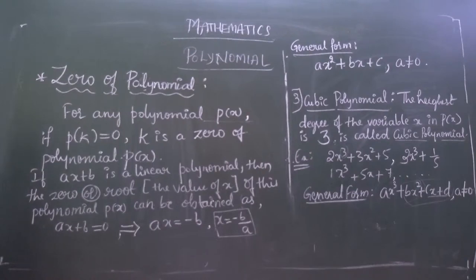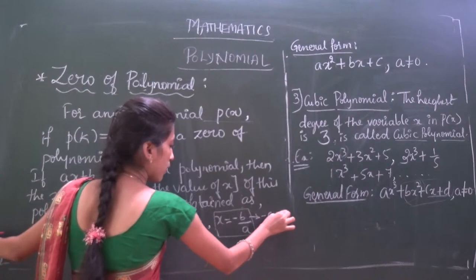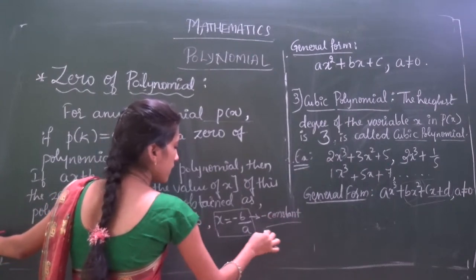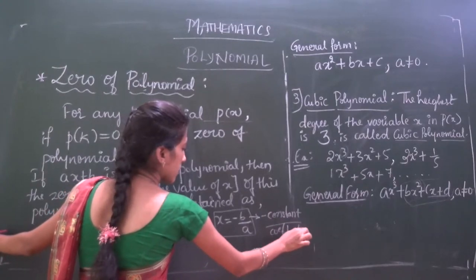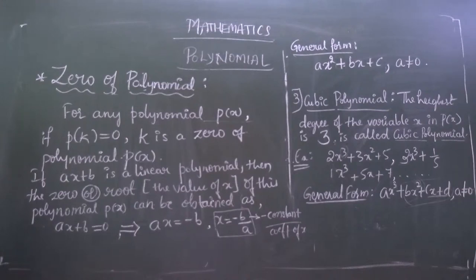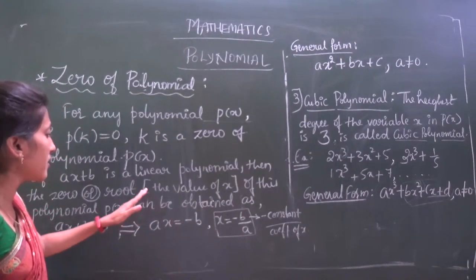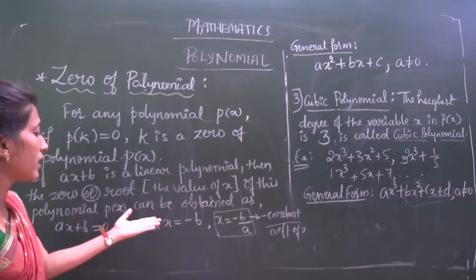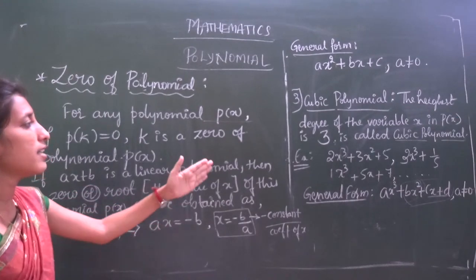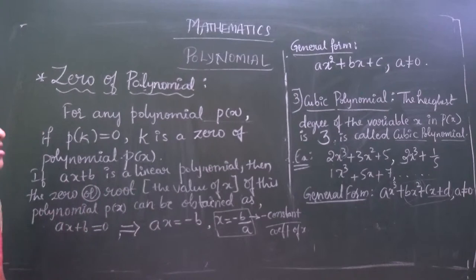So what is this minus b by a? Minus b is your constant, a minus of constant, divided by the coefficient of x. We are going to see this in the next topic, the relations between zeros and coefficients of a quadratic polynomial. Here I am just showing how we get the values. This is about the linear polynomial, and similarly you can take a quadratic polynomial and a cubic polynomial also.